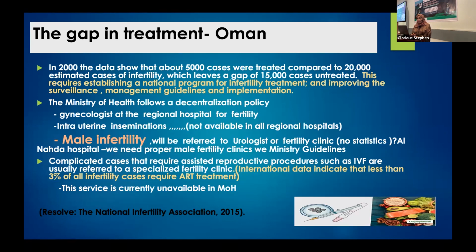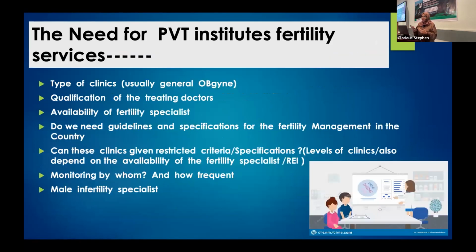So yes, the need for private is there, and we need to improve it, or we need to cooperate with them. Okay, so what types of clinics do we have in Oman in the private sector? We have mainly general OB/GYN. Regarding the qualification of the treating doctors, most of them are general. Maybe they have not much apart from the general knowledge in OB/GYN or the knowledge they got during the residency program. Not much, as I said, of a fertility specialist.